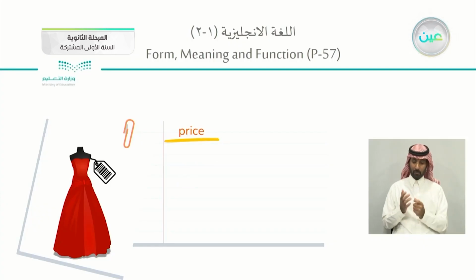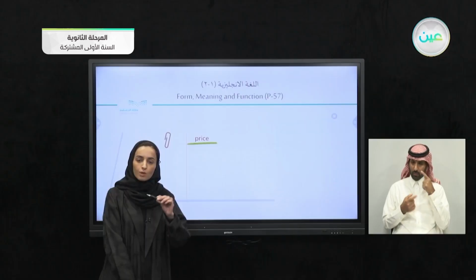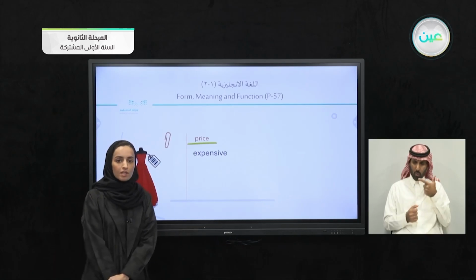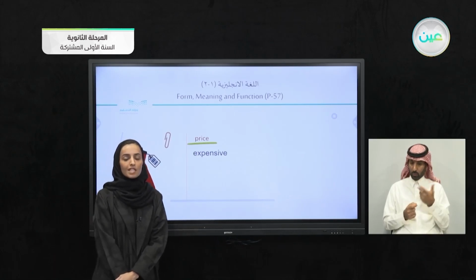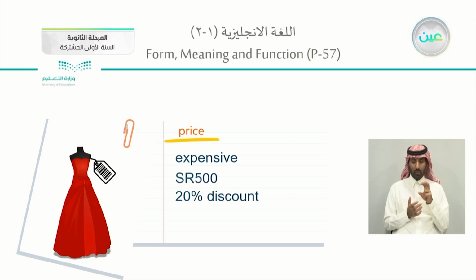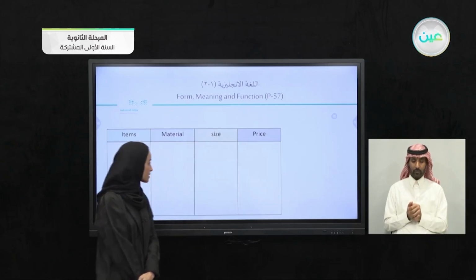Then we're speaking about the price. What words can you think about underneath the word price? I can think about expensive. This dress is expensive. It's cheap. Also, I can think about 500 riyals. And I can think about 20% discount. All of these words are about the idea of price.